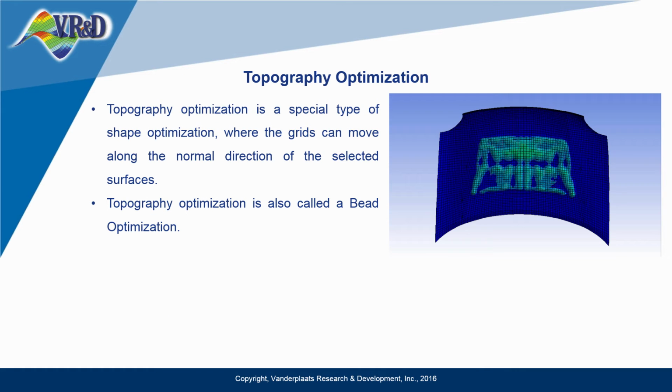Topography optimization is a special type of shape optimization where the grids can move along the normal direction of the selected surfaces. Topography optimization is also called bead optimization. The creation of beads is appealing because they stiffen the structure without much added mass. Stamped structures and others can benefit from this technology.